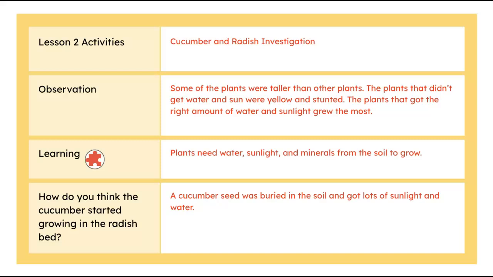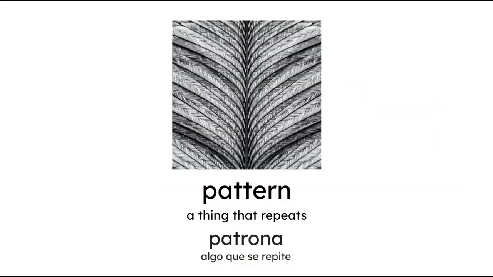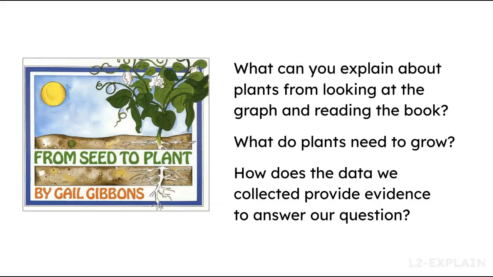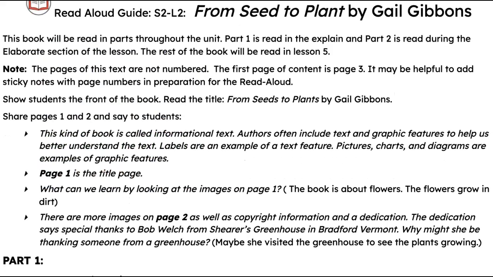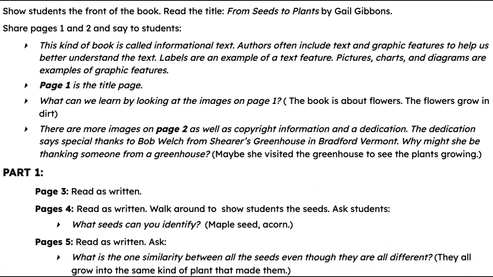During the discussion, you will begin to fill out the Lesson 2 summary chart to keep track of the class's ideas. By the end of the discussion, students should understand that a cucumber seed was buried in the soil and got lots of sunlight and water. During the discussion, you can post and talk over the pattern vocabulary card. You'll also read the first part of From Seed to Plant. Use the Read Aloud guide to ask questions for the summary chart.